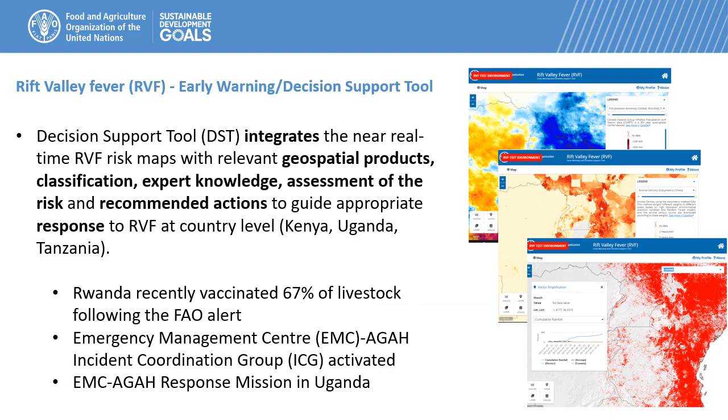We are almost done, and we already have some results. For example, Rwanda recently vaccinated almost 70% of livestock following an early alert based on these risk maps. We also have better coordination within FAO among our unit and the Emergency Management Center, with the incident coordination group activated and response missions in target countries.